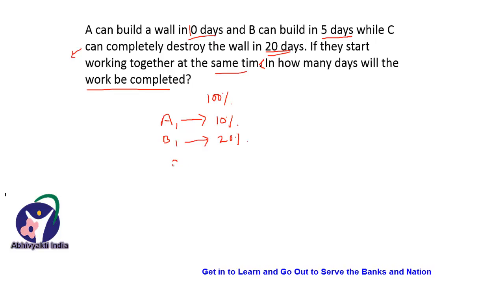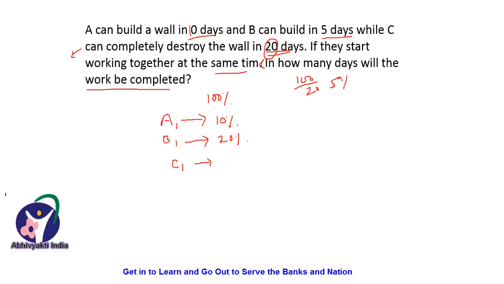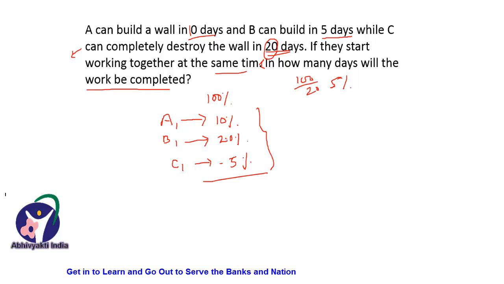C is doing a negative work. C destroys it completely in 20 days. So how much work will he destroy in one day? 100 by 20, that is 5% of work will be destroyed by C. So it will be minus 5%, and the total work done in one day will be 25%.